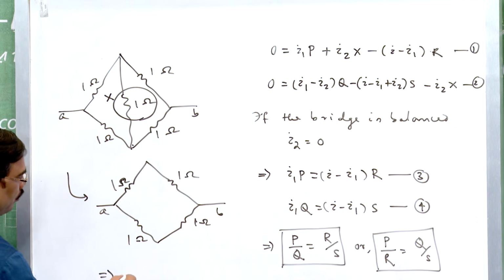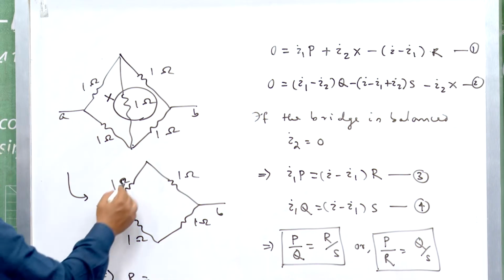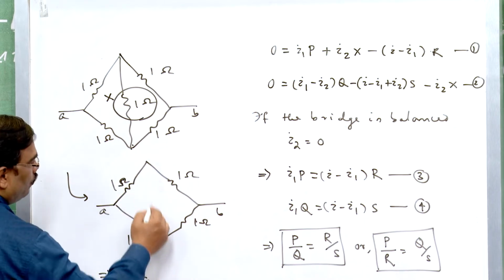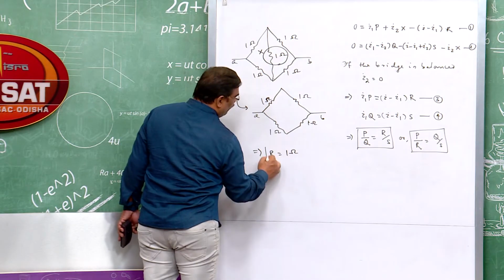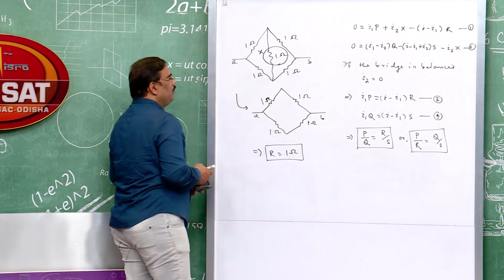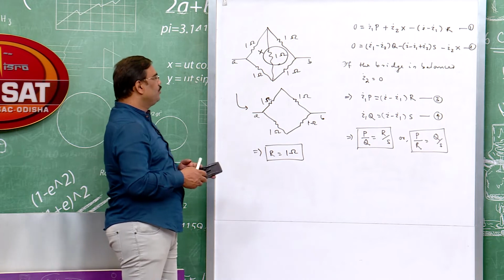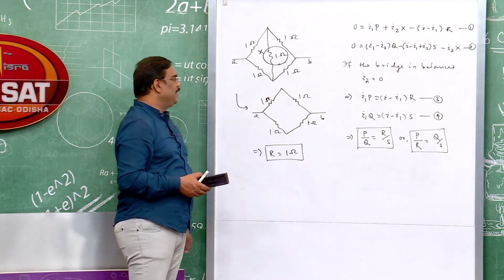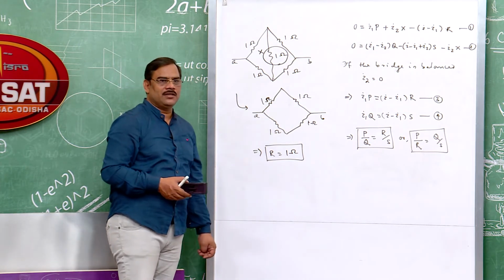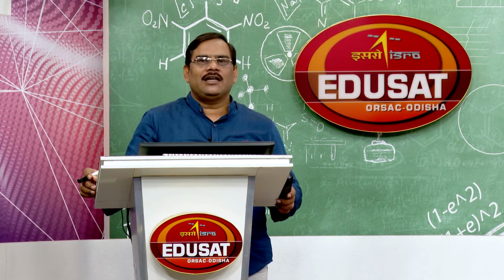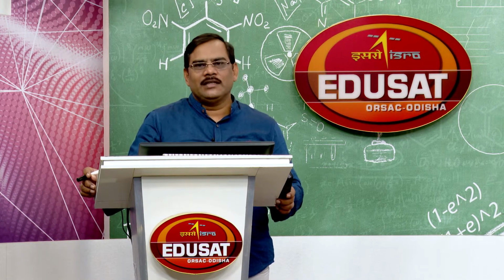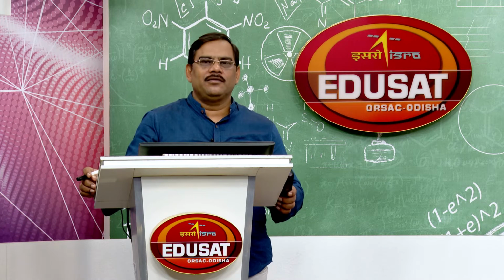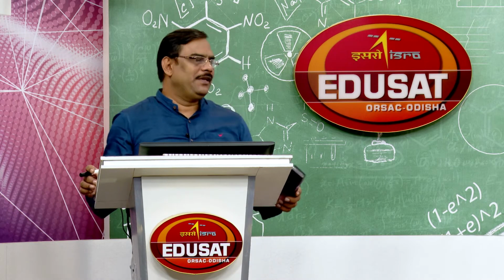So, the effective resistance is 1 plus 1 equals 2, 1 plus 1 equals 2, and 2 and 2 are in parallel. So, the effective resistance is 1 ohm. So, in this way we can use the balanced condition of Wheatstone's bridge to find the effective resistance. Now, let us start with some more examples of balanced condition of Wheatstone's bridge.